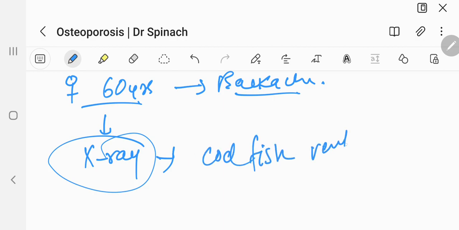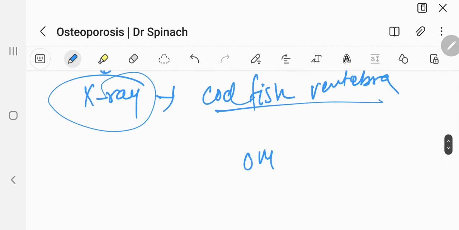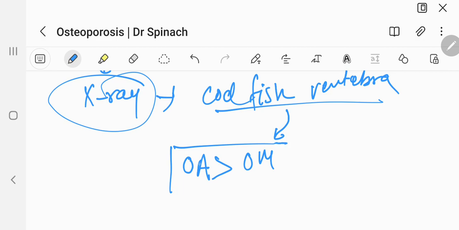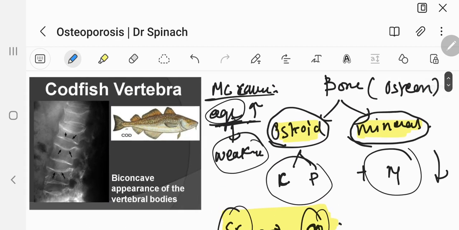If you remember, when we were talking about codfish vertebra in osteomalacia, I told you that in osteomalacia you do see codfish vertebra, but it is most common in osteoporosis. So osteoporosis is more common rather than osteomalacia. Let's see the picture of codfish vertebra.